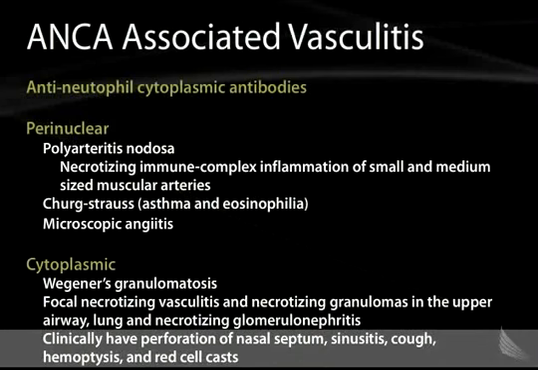Clinically, they'll have combinations of the features of each of these defects. You'll have perforation of the nasal septum. This is from granulomatous inflammation of the upper airway. You'll have sinusitis as a result of that as well. Cough and hemoptysis is from lung involvement. And you'll get red cell casts and nephritic syndrome due to kidney involvement.